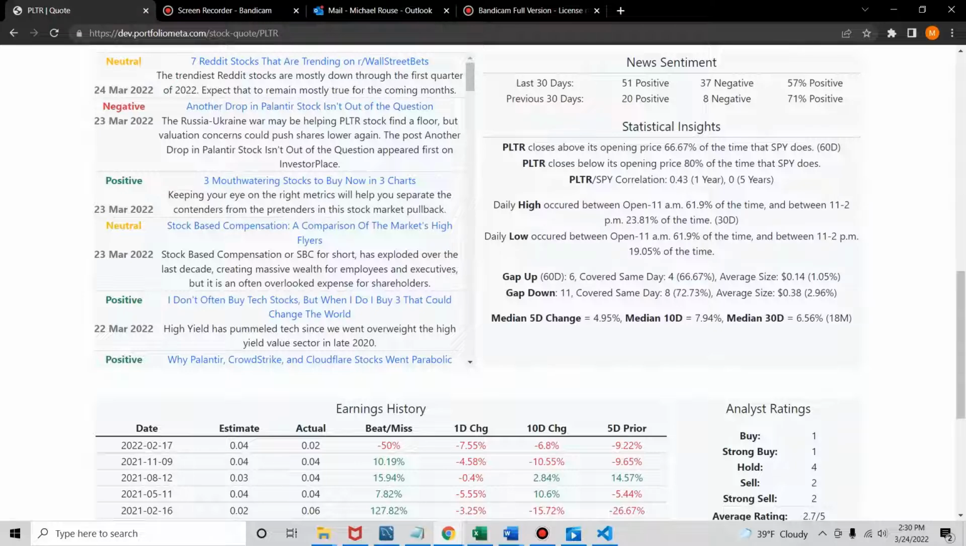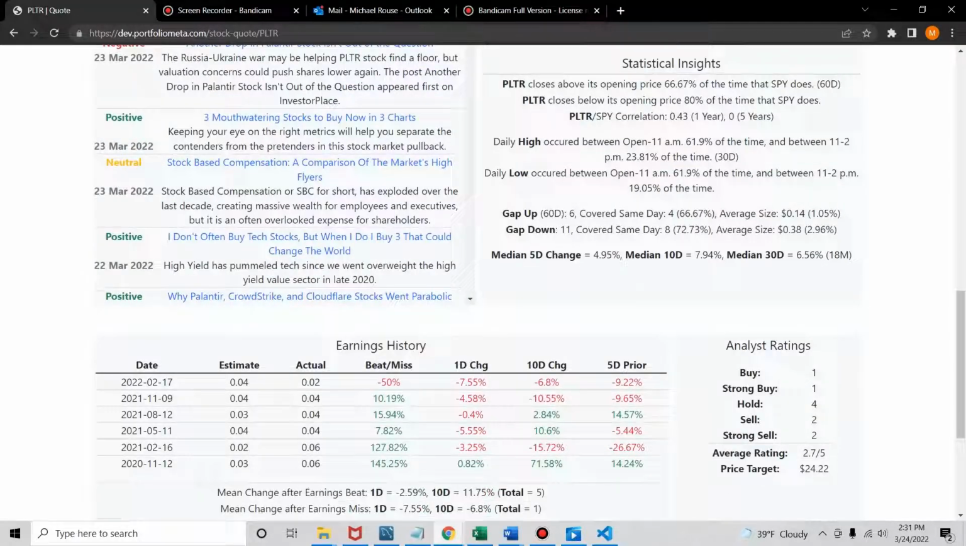And down here we have some statistical insights for Palantir. So Palantir closed above its opening price 66% of the time that SPY does. Palantir closes below its opening price 80% of the time that SPY does. And that's based off the last 60 days. Palantir SPY correlation, the 1 year and 5 years. Doesn't have a 5-year one yet. Here it shows intraday statistics, so you can see when a stock usually hits its high or low during the day. That's based on the last 30 days.